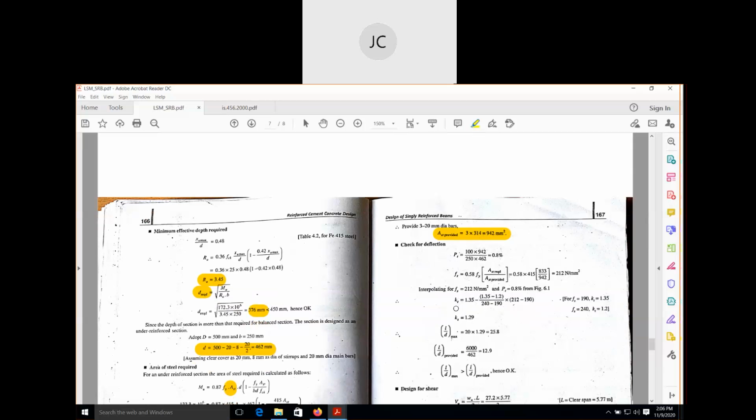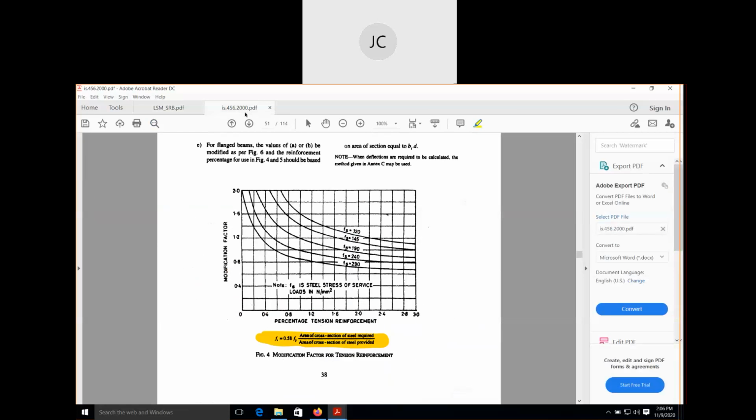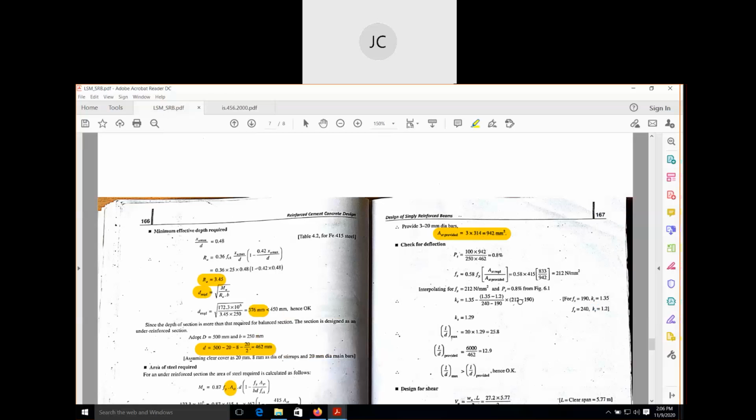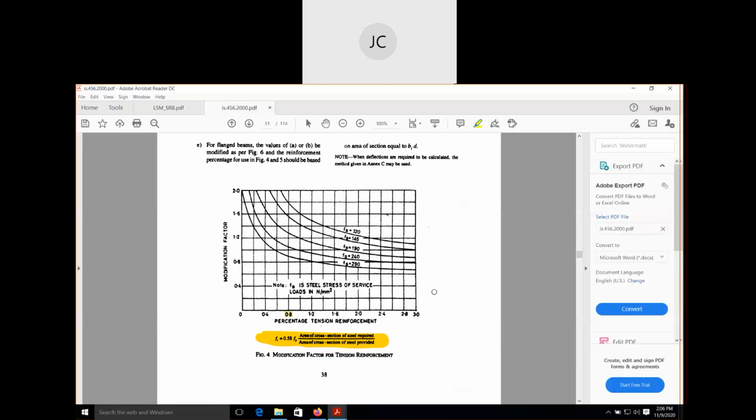So now with these two values you have to find out the value of modification factor. This is Kt from IS 456. You see here we have got tension reinforcement is 0.8. We have got that percentage of steel is 0.8 and Fs equal to 212. That means it will be between 190 and 240.